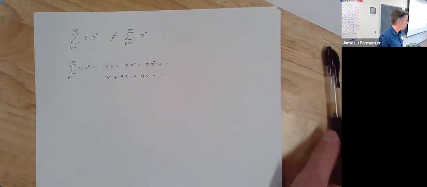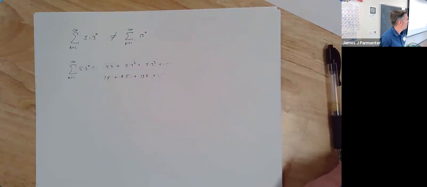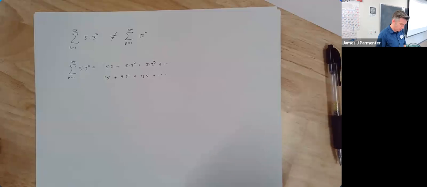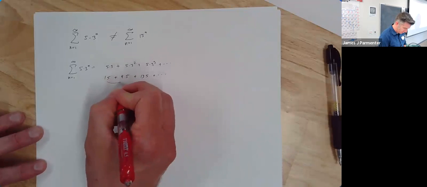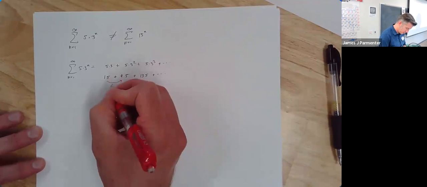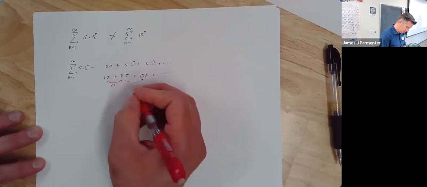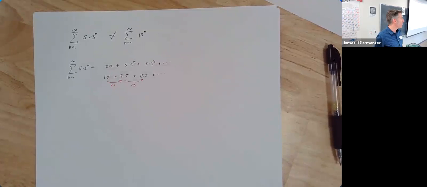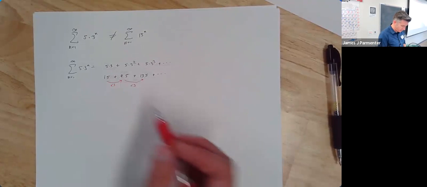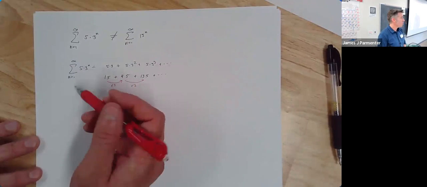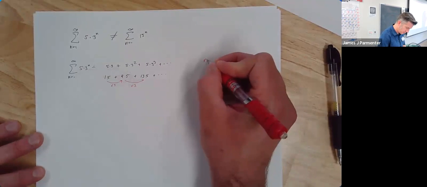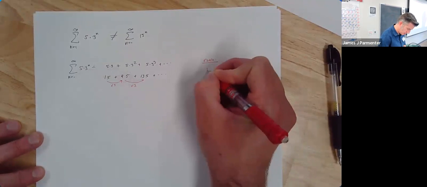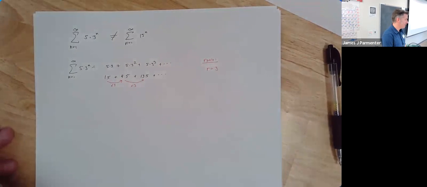Is this geometric? For sure. What am I multiplying by? What 15 times what gets me 45? Right. 45 times what gets me 135? 3. Every time it's times 3. It's always the thing that's raised to the nth power. So if you have something like 5 times 3 to the n, your ratio here is 3. That's the thing you're multiplying by each time you get the next term.